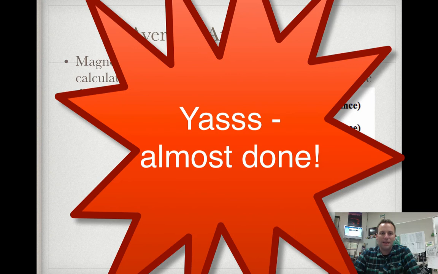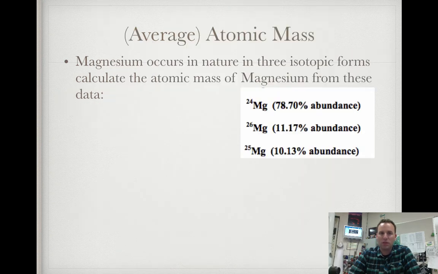Okay, let's do an example. Magnesium occurs in nature in 3 isotopic forms. Calculate the atomic mass of magnesium from these data. Keep in mind, just because it has the word average, and you might see it called atomic mass, sometimes average atomic mass, doesn't mean there's any dividing. Everybody always wants to divide, and there's no dividing when you're doing a weighted average, which is what this is, okay?